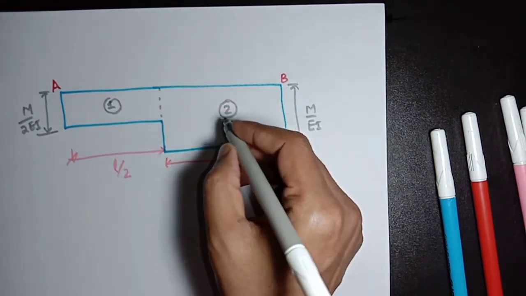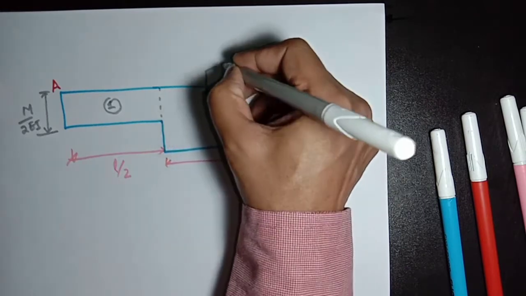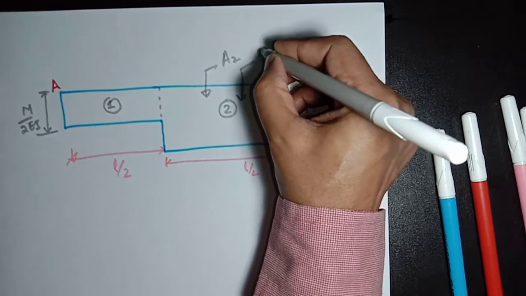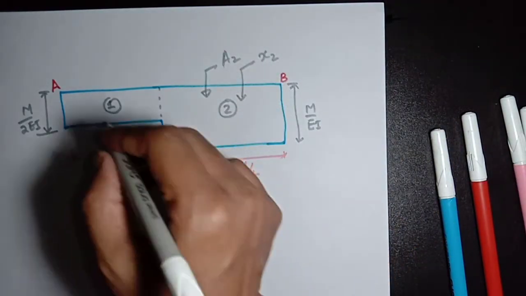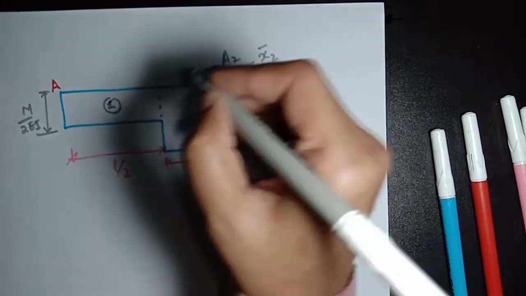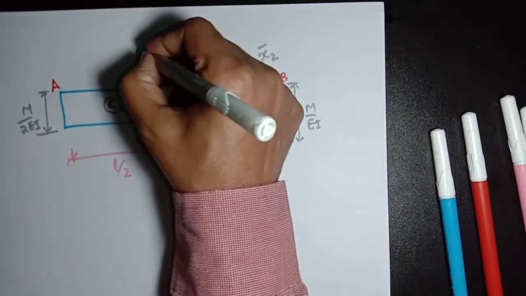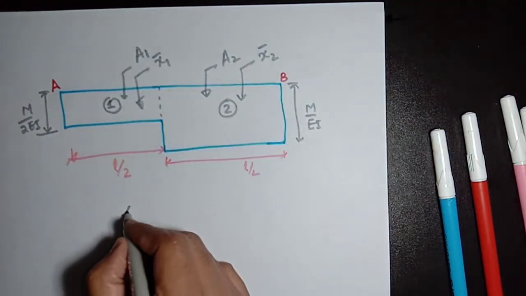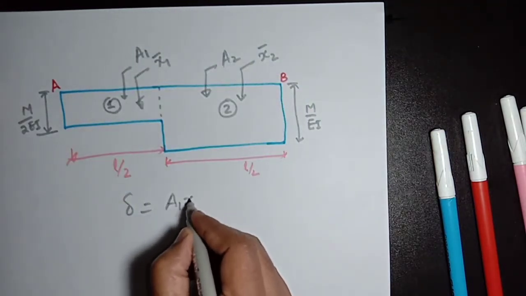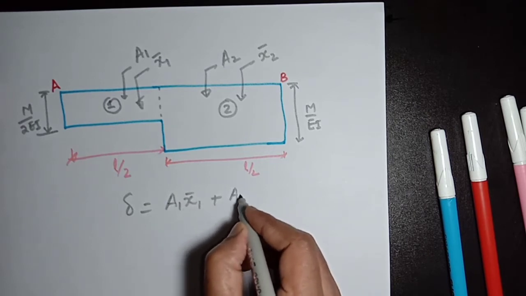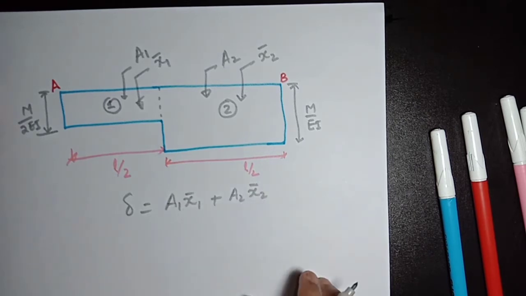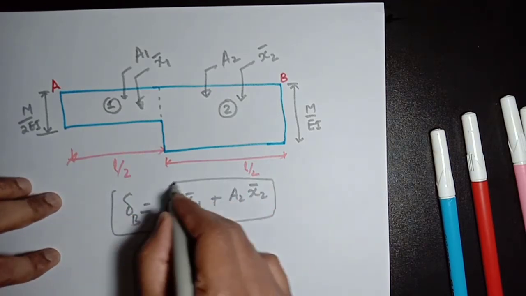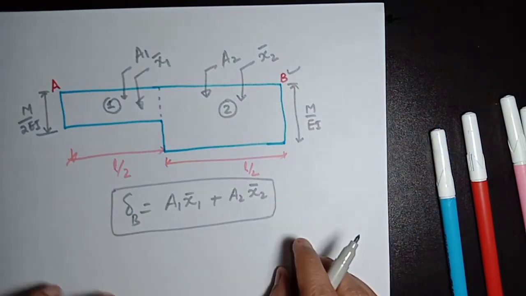Suppose this has an area A2 and centroid x2 bar, and here the area is A1 and the centroid is x1 bar. So the deflection will be A1 x1 bar plus A2 x2 bar. That will be the deflection delta B at point B.